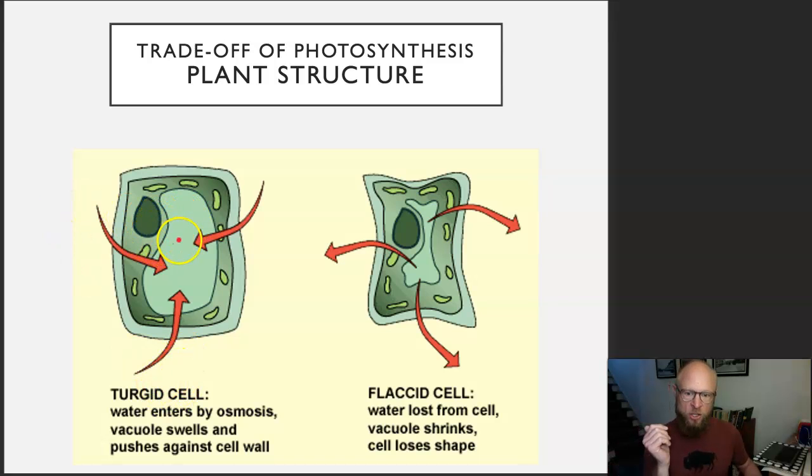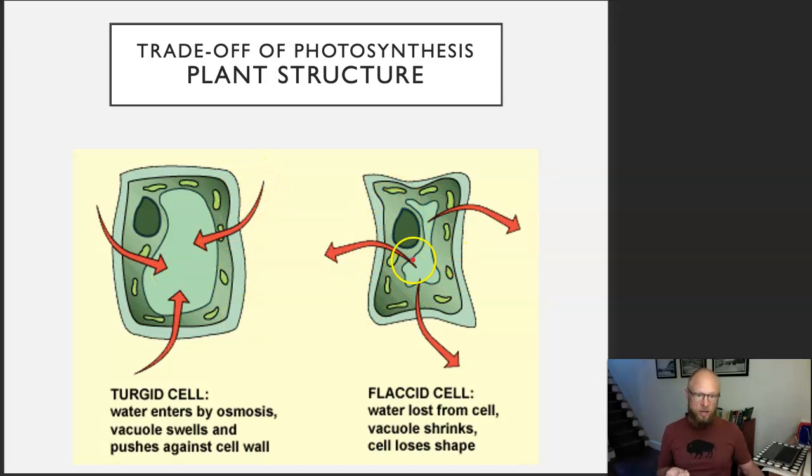Turgor pressure is the pressure of the water out onto the cell wall. If you were to take a water balloon and fill it up with water so that it gets bigger and bigger, and the skin of the balloon is really tight, there's a lot of turgor pressure. There's a lot of water pushing out on the balloon walls. But if we let all of that water out, that water balloon becomes limp, or wilty, like a leaf might get wilty, because there's no more water pushing out on the walls of that balloon. The same thing can happen in cells.